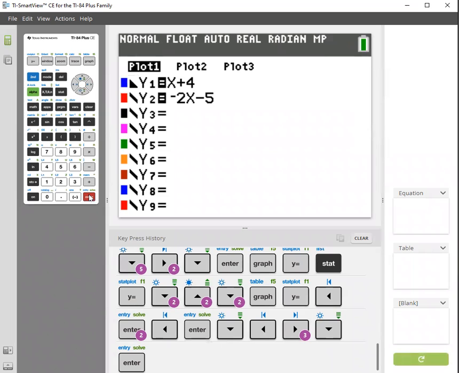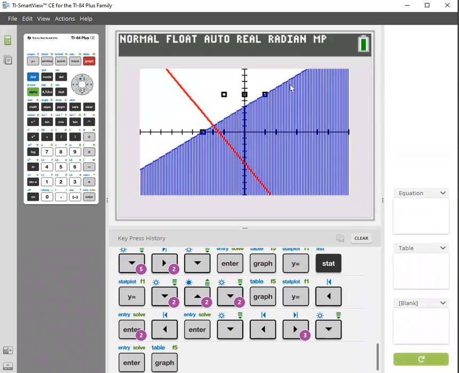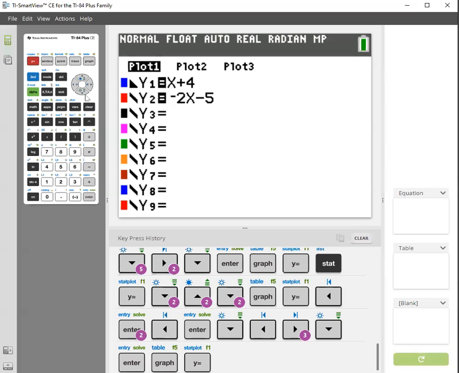Hit enter. So now when I go to the graph, the same blue line is drawn, but all of the points below it, where y is less than the line, are shaded, in all 4 quadrants, but below the line with the slope 1. We'll go back and I'll do the same thing for the red line.